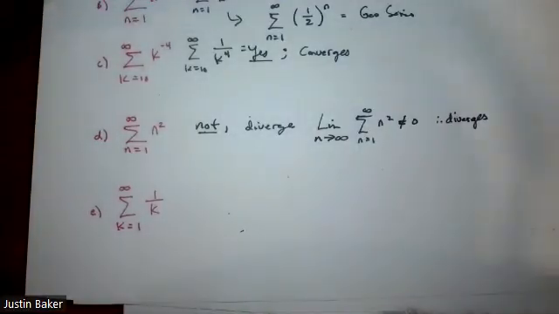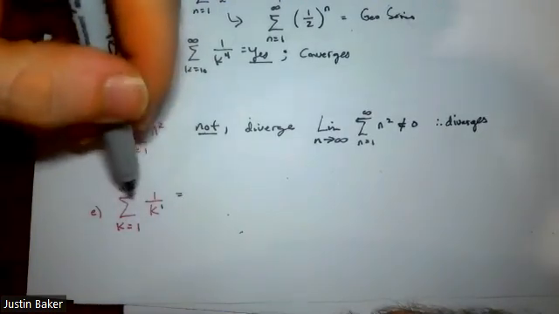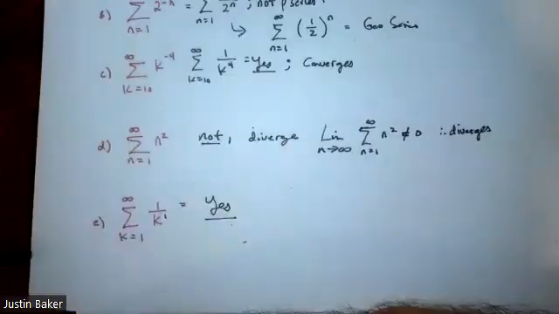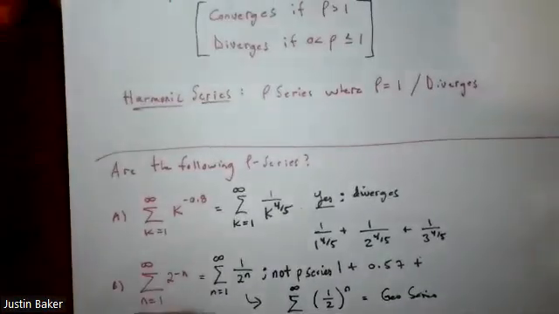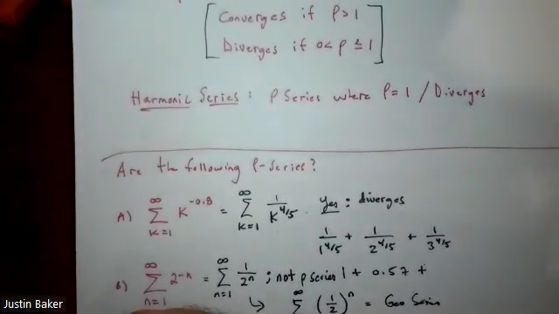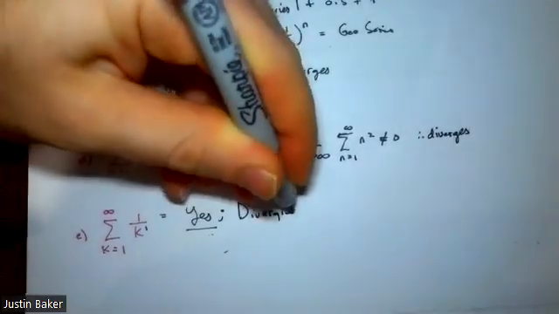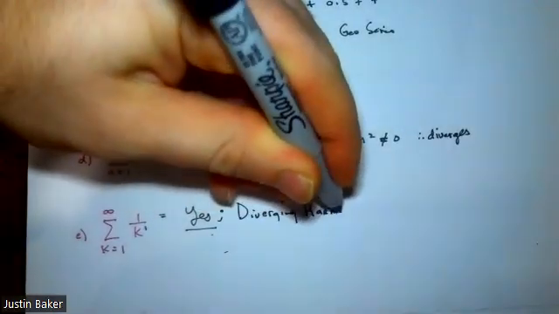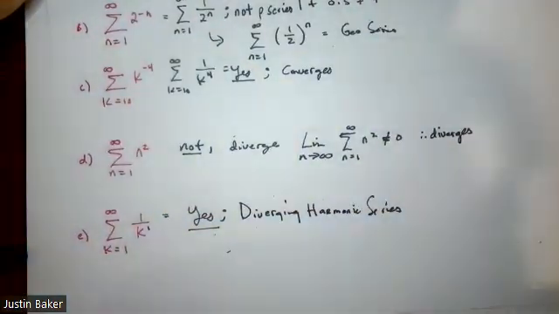Okay, and our last one. So this is the same thing as saying k to the first power. So this would fit the story. So the answer is yes. And now this was a specific case. What we have written up above, a harmonic series is a p series where p equals 1 and diverges. So this is yes, and it's a diverging harmonic series. Any questions up to that point, guys? Okay.